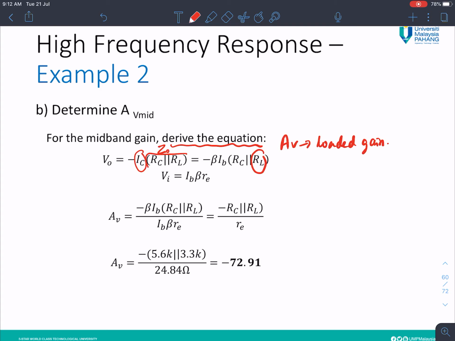Okay. And the IC is equal to beta IB. This is equation 1. And equation 2, V in equals IB beta re. Now, when I calculate V out over V in, I get negative RC parallel with RL divided by re. And inserting all values, I get the mid-band gain is negative 72.91.